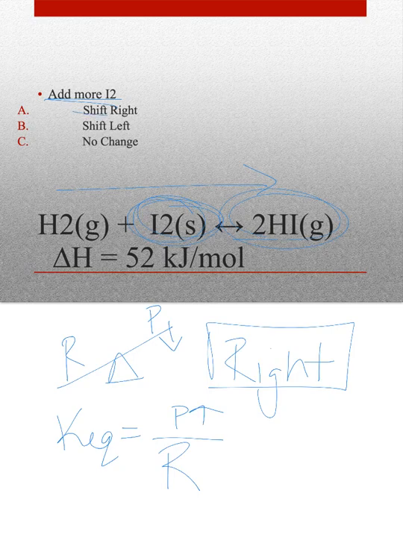On your homework, you're going to look at one reaction at a time, look at these different stresses that would occur, and see what direction the system would shift in order to alleviate the stress, or alleviate the change that was put on it.